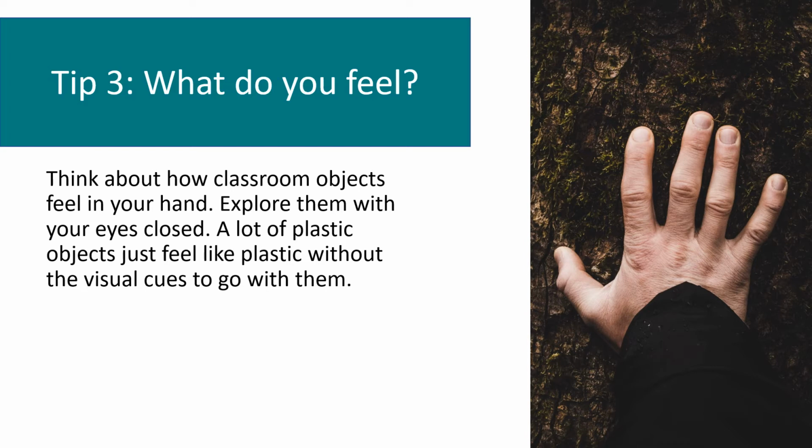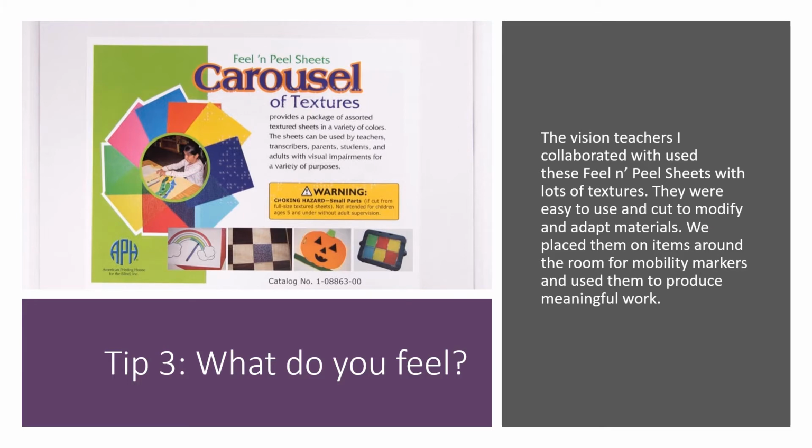A lot of plastic objects just feel like plastic without the visual cues that go with them. The vision teachers I collaborated with used these feel and press sheets with lots of textures. They were easy to use and cut to modify and adapt materials. We placed them on items around the room for mobility markers and used them to produce meaningful work.